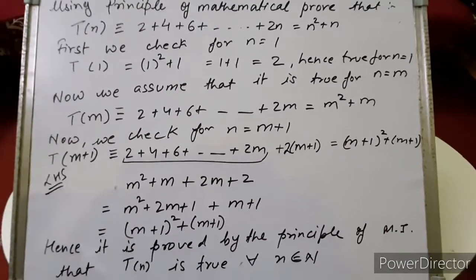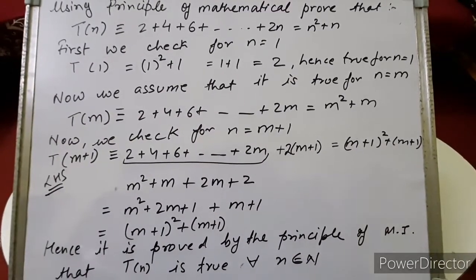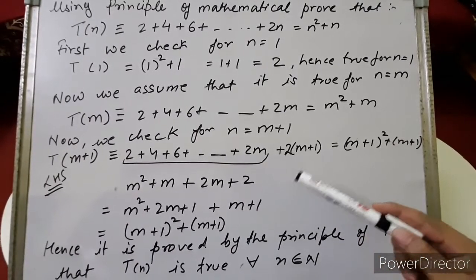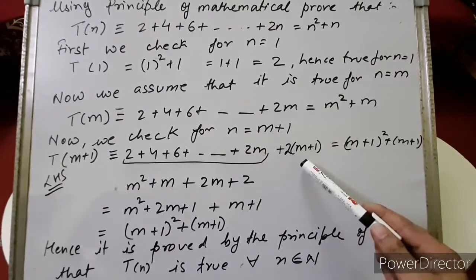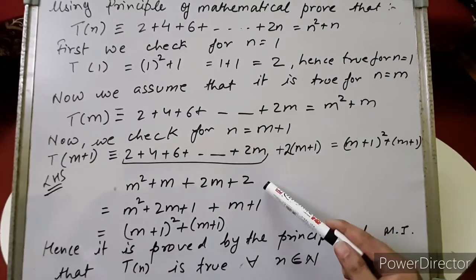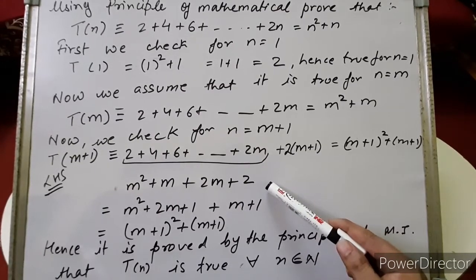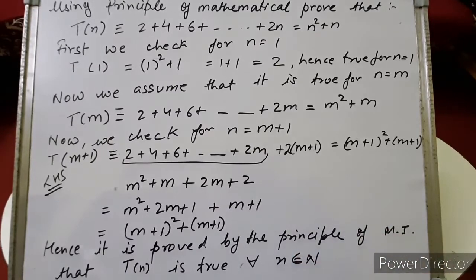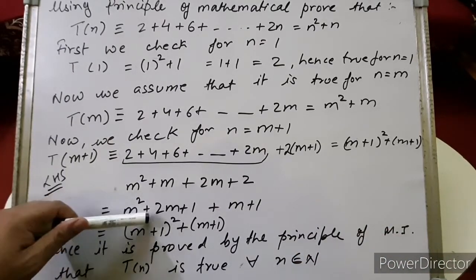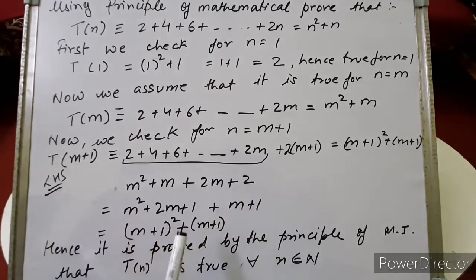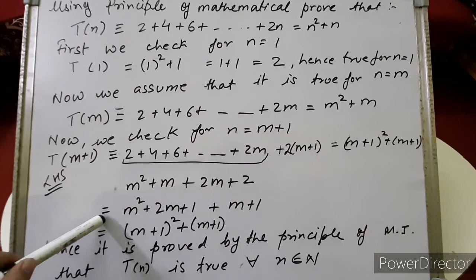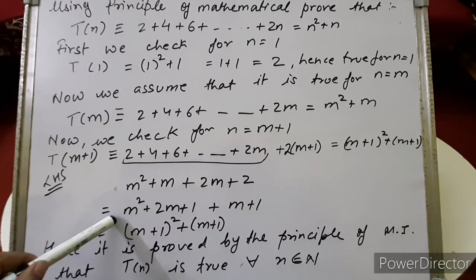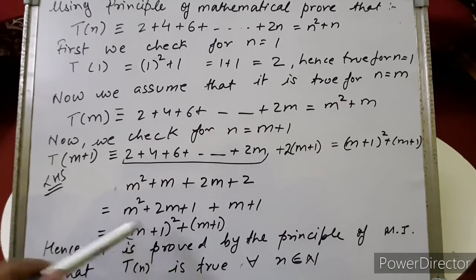Now let's see. If you put n equals m plus 1 here, in place of n, it will be 2m plus 2, right? Now we got m square plus m plus 2m plus 2. Here we can write these terms as m square plus 2m, and this 2 we can break into 1 plus 1, and we can write plus 1 here and plus 1 here. So this will become m square plus 2m plus 1 plus m plus 1. This m square plus 2m plus 1 we can write as m plus 1 to the whole square. And here we'll get m plus 1.